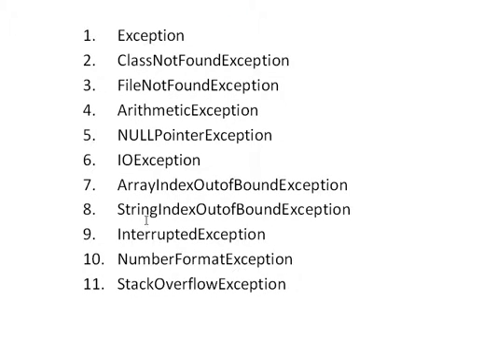Array index out of bound exception. Let us suppose we have created an array of size 5, and we are trying to put the sixth element. Then what will it do? It will throw the exception. What type of exception? Array index out of bound, which means it is not in the bound of the array. String index out of bound, similar to array index out of bound.